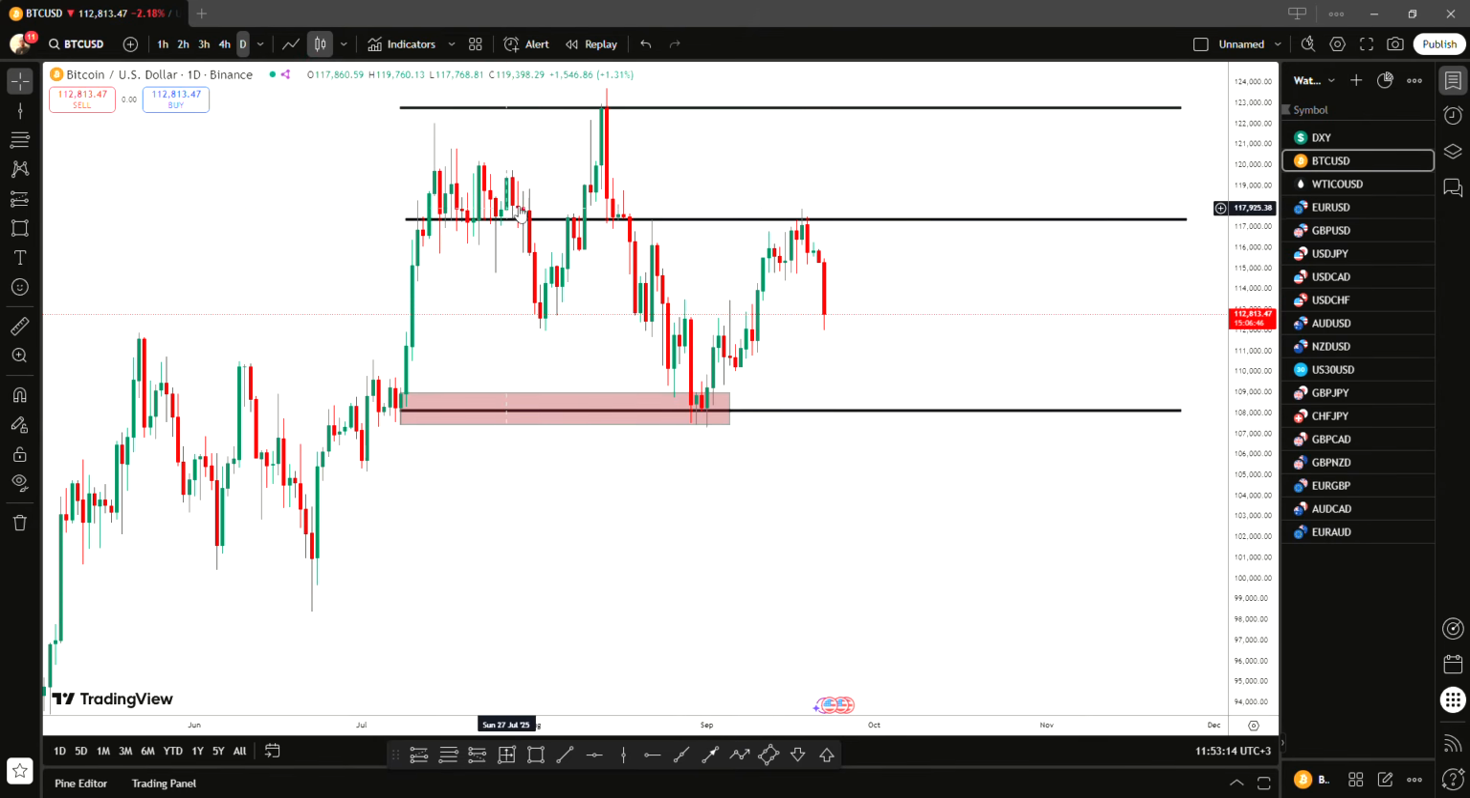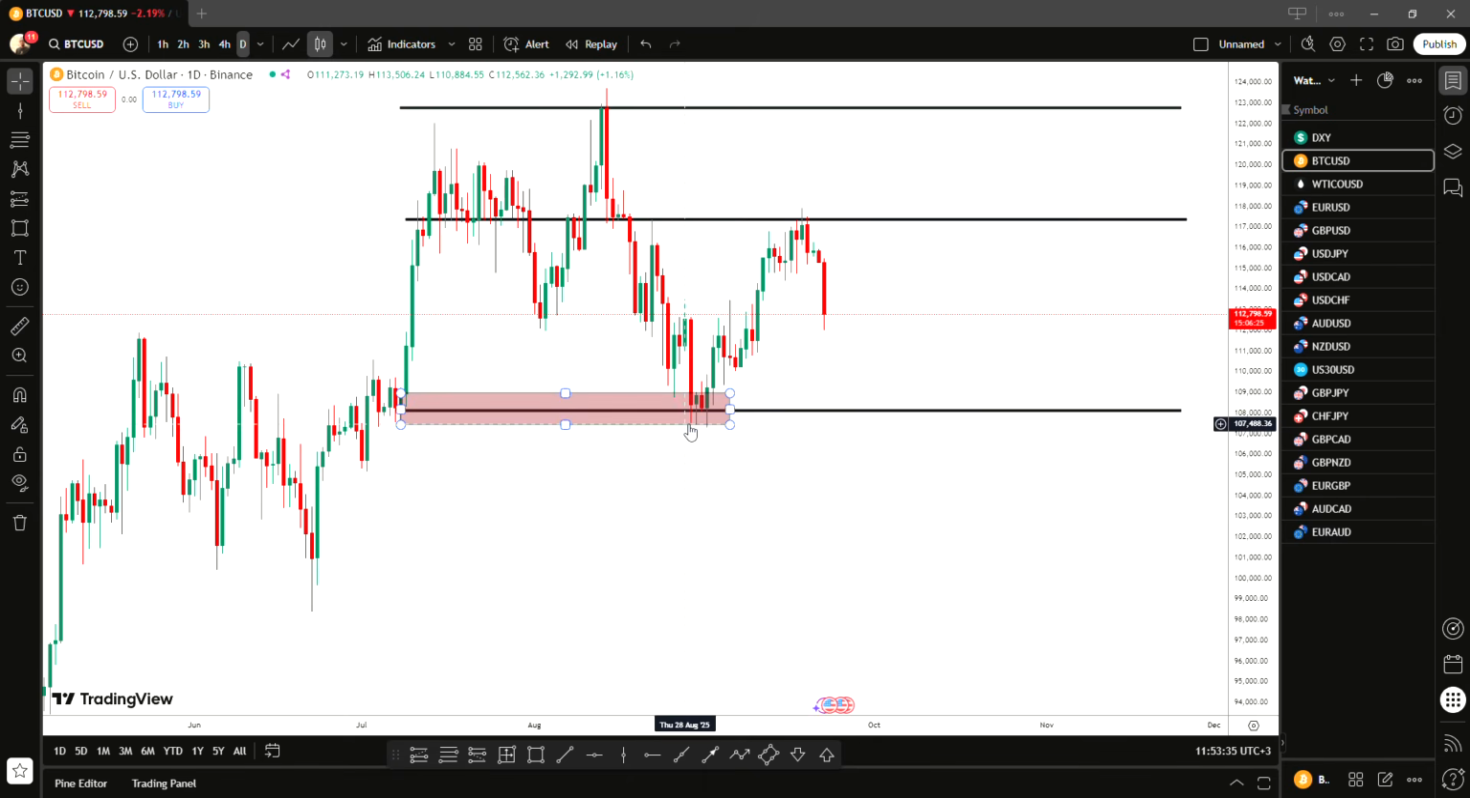So price was dropping down, making lower lows, lower highs, lower lows, lower highs into this demand zone, which also happens to be a place of support and resistance. This is a place of support. This was resistance, broken, turned into support, and then price went up. So price dropped into this demand zone.